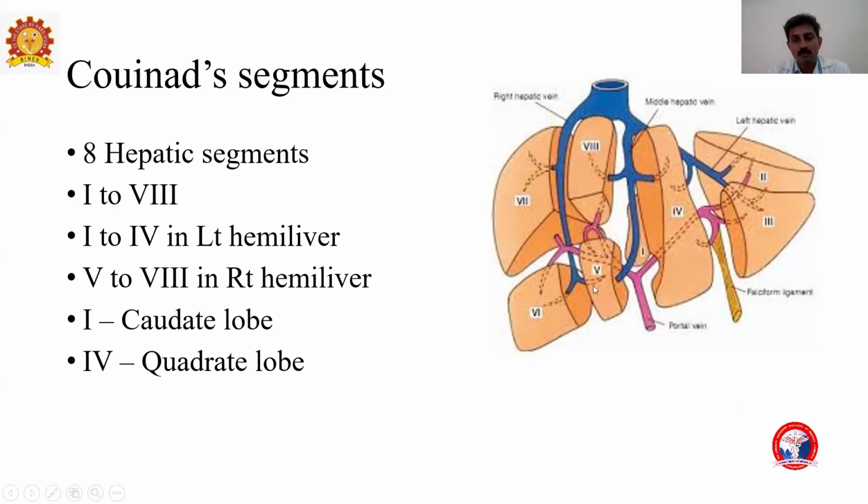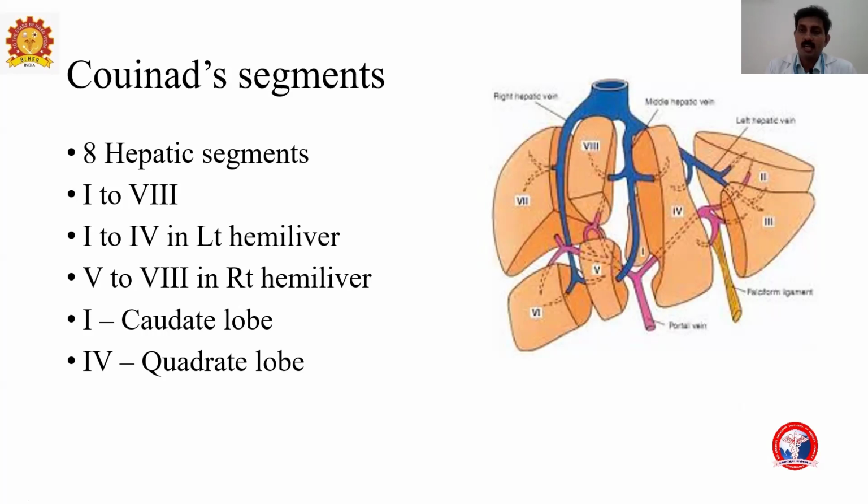Now again you make a clockwise direction. So this 5 is there on the inferior aspect of the right lobe. Then 6, 7, 8. So we have roughly 8 hepatic segments. What is the clinical importance of these hepatic segments?